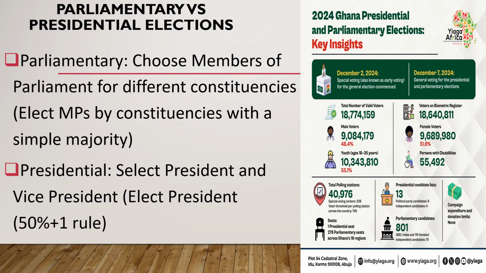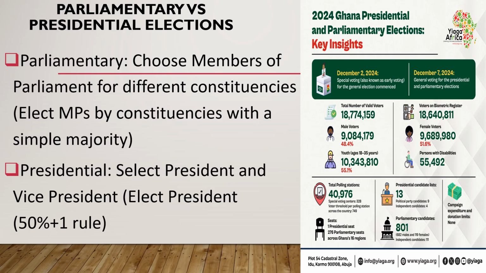Yeah, and then this is guided by the Constitution, where it is stated in Article 63 clause 3 to 4 of the 1992 Constitution, on presidential elections. Article 63 clause 3 states that a person cannot be elected President of Ghana unless they obtain more than 50% of the total valid votes cast in the presidential election.